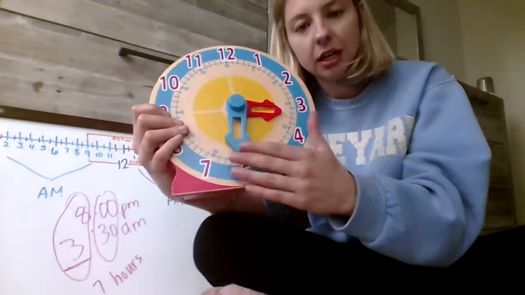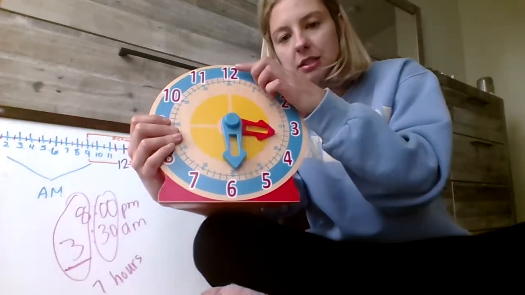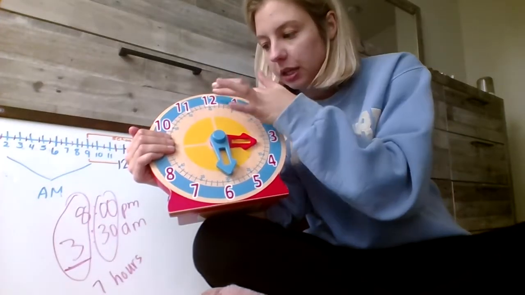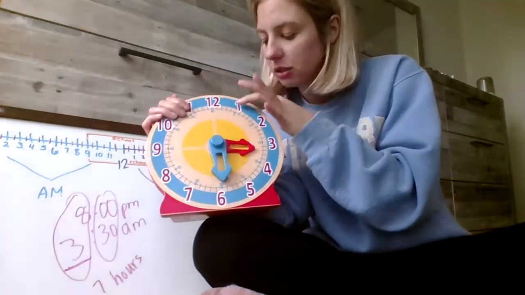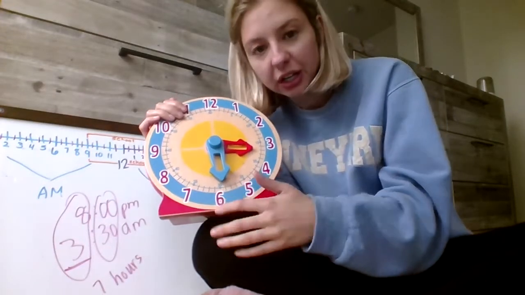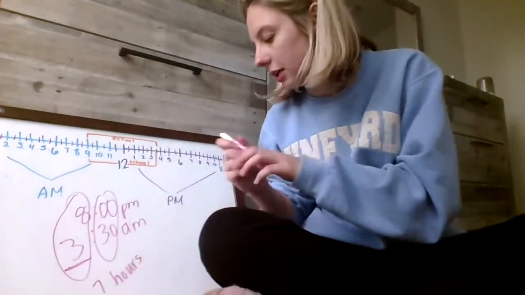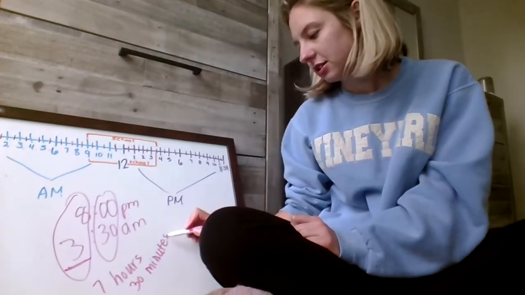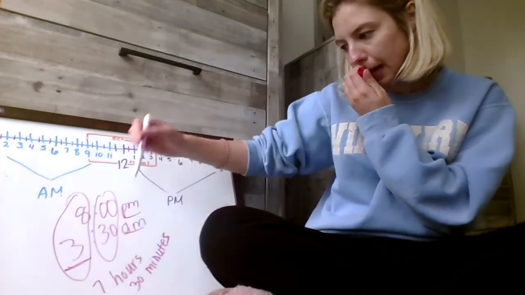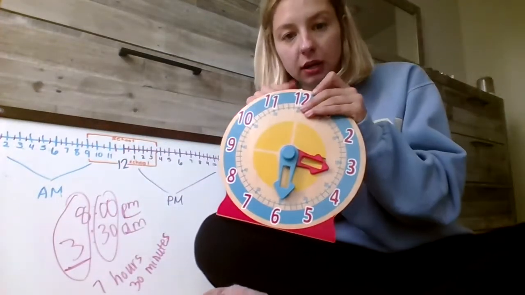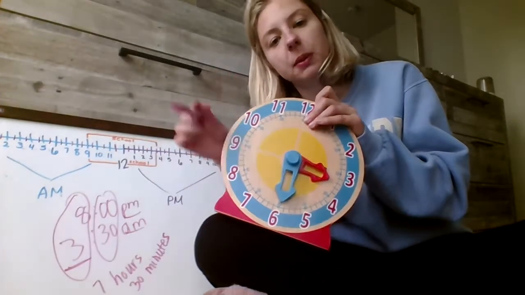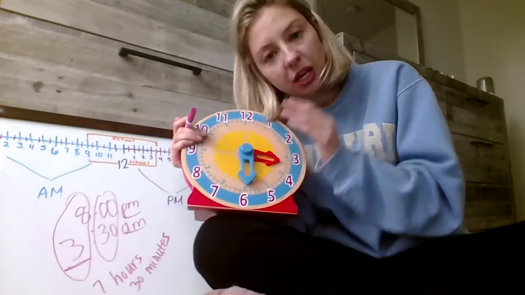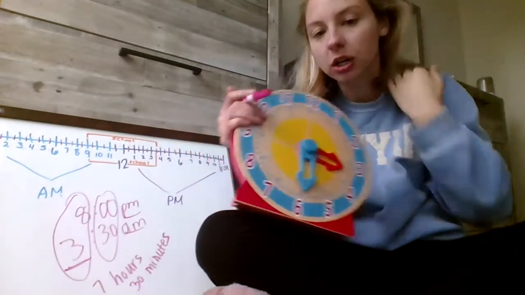Here is 3:30. Now, how many minutes did I move my minute hand to get us to 3:30? I started here, and we count by 5s. 5, 10, 15, 20, 25, 30. Oh, 30 minutes. Easy. So, I just figured out that even though PM and AM changes when we pass the 12, it always changes from AM to PM or PM to AM. We can figure out how much time has passed by using our clock and our number line.